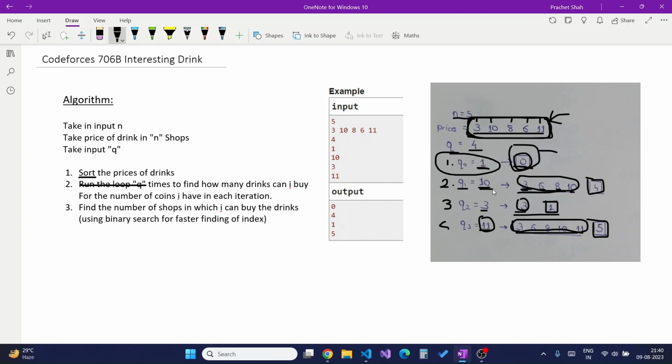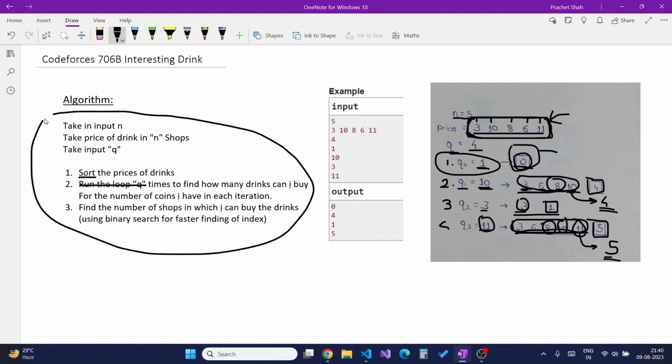So for this 10 from this array, first it will go to position 8, then it will go to position 10, and once it finds the 10 position, it will output its index as 4, and that would be our answer. Similarly for this one, it will go here, then here, then here, and it will output 5. So looking at the algorithm for this, we first take in the inputs, then the prices, then q, then we initially sort the prices of drink, then we run the loop q times, and at each iteration we use binary search to find the index from this array, and then we output that value.